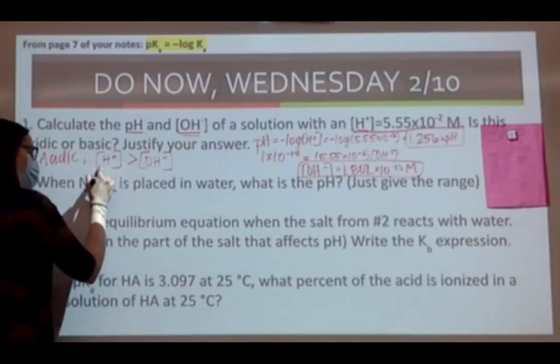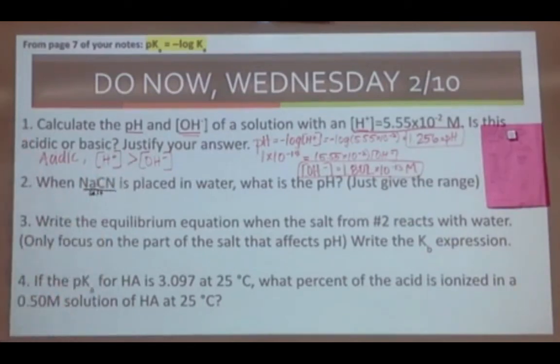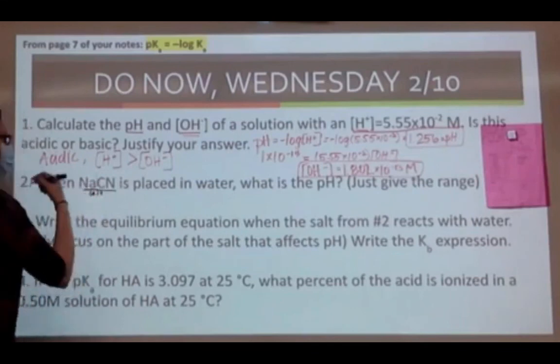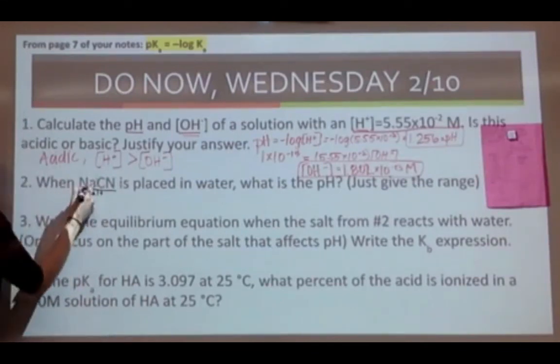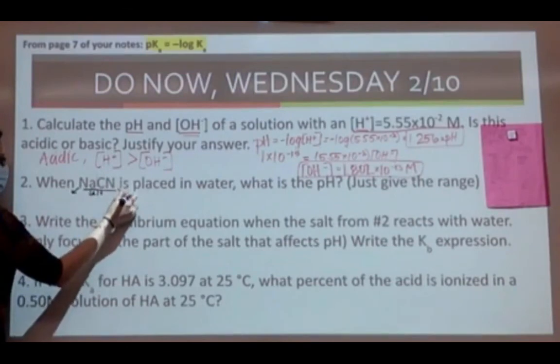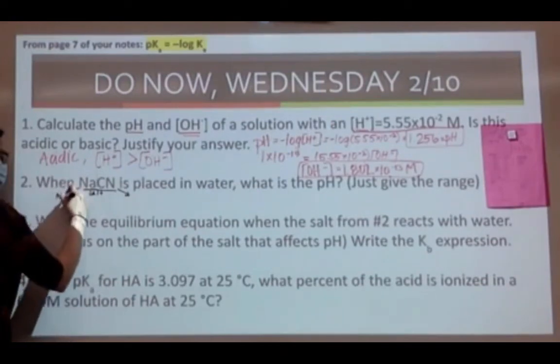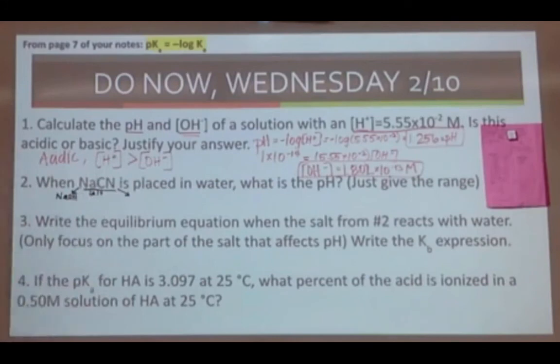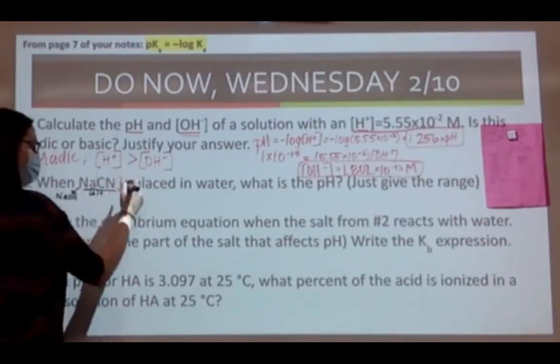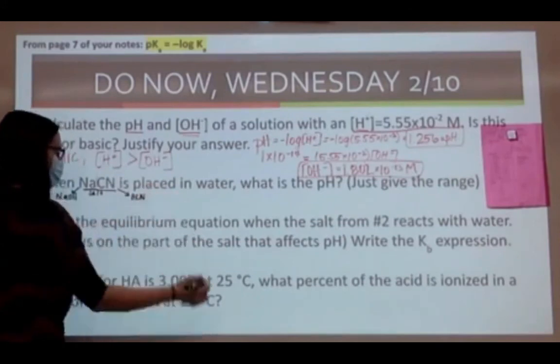Because this is a salt, we need to figure out how each part of the salt affects the pH. So remember yesterday we looked at how different parts of the salt affect the pH, and it's based on the cation and the anion. The cation of the salt always comes from a base, so that means that Na plus comes from NaOH. The anion comes from an acid. CN minus is the conjugate base of HCN.